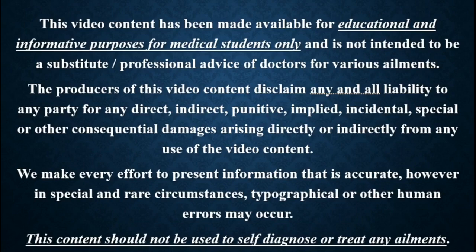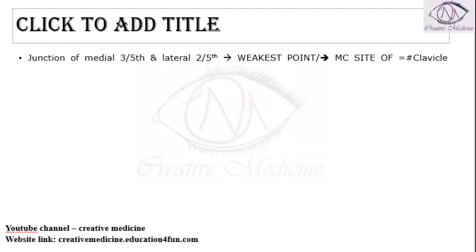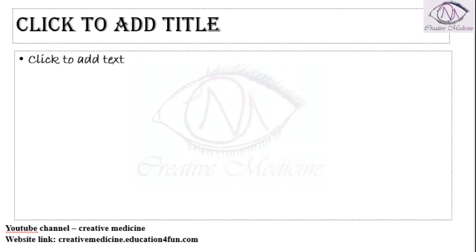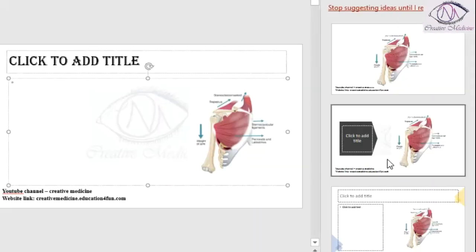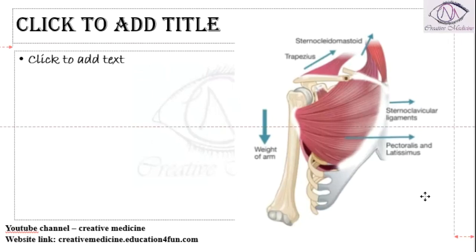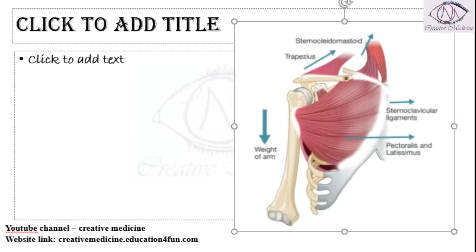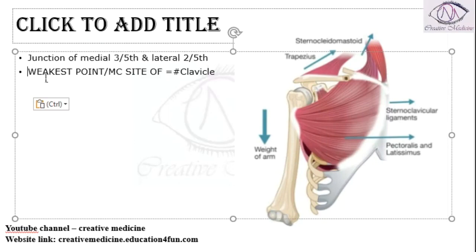In this lecture, we will learn about the fracture of the clavicle. The most common site for a clavicle fracture is at the junction of the medial 2/3 and the lateral 1/3, which is the weakest point and the most common site of fracture of the clavicle.